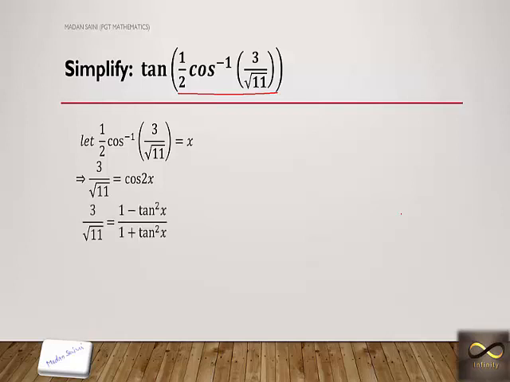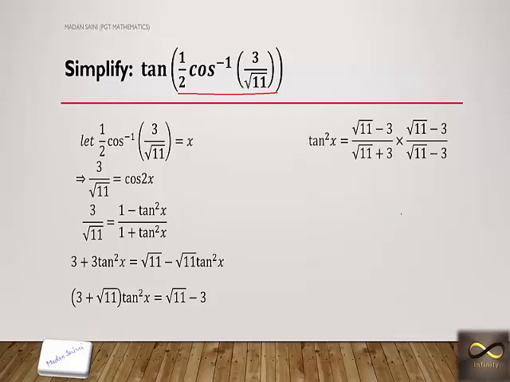Using the formula of cos 2x in terms of tan x, that is 1 minus tan square x upon 1 plus tan square x. Cross multiplication will give you the expression 3 plus 3 tan square x is equal to root 11 minus root 11 tan square x. Collecting terms of tan square x on one side and the constant term on the other side, we will have this expression. Simple transformation will give you tan square x is equal to root 11 minus 3 upon root 11 plus 3. Rationalize the denominator, we will have this expression.